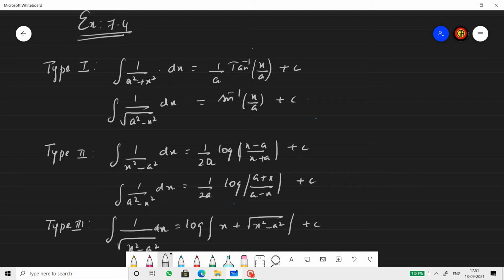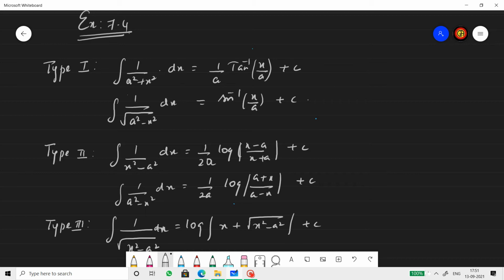Integration of 1 by a square plus x square. Just revise what you've learned in inverse trig as well as in differentiation of inverse trigonometric functions. Differentiation of tan inverse x is 1 by 1 plus x square. So here integration of 1 by a square plus x square, wherein a can be 1 or any number, will be 1 by a into tan inverse of x by a plus c.